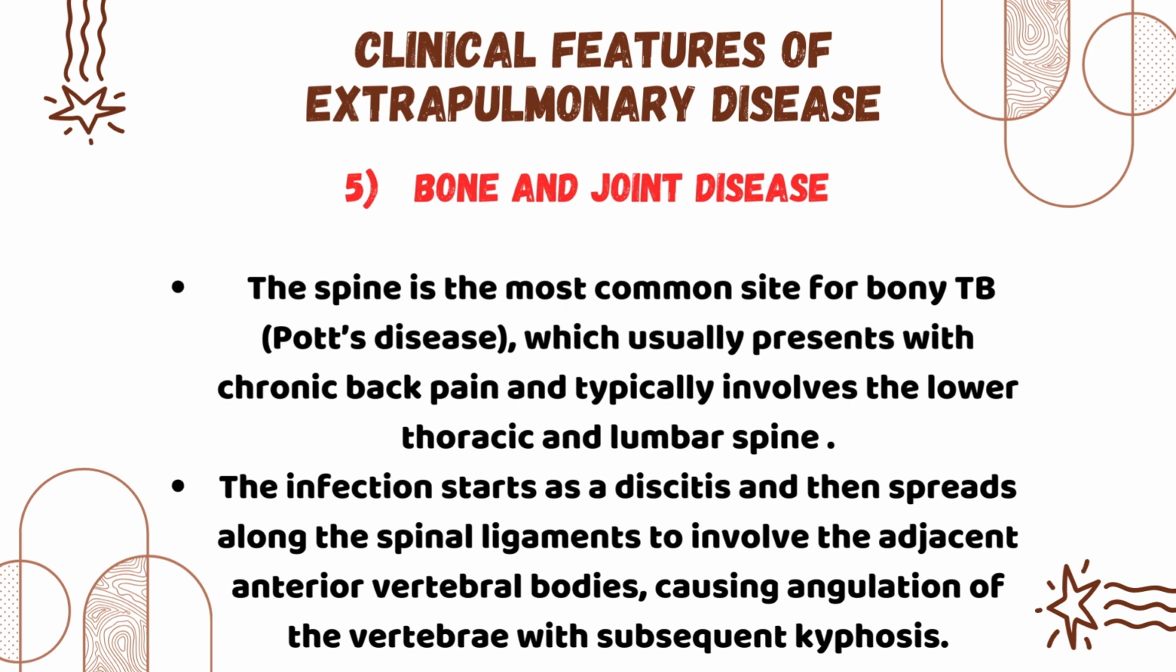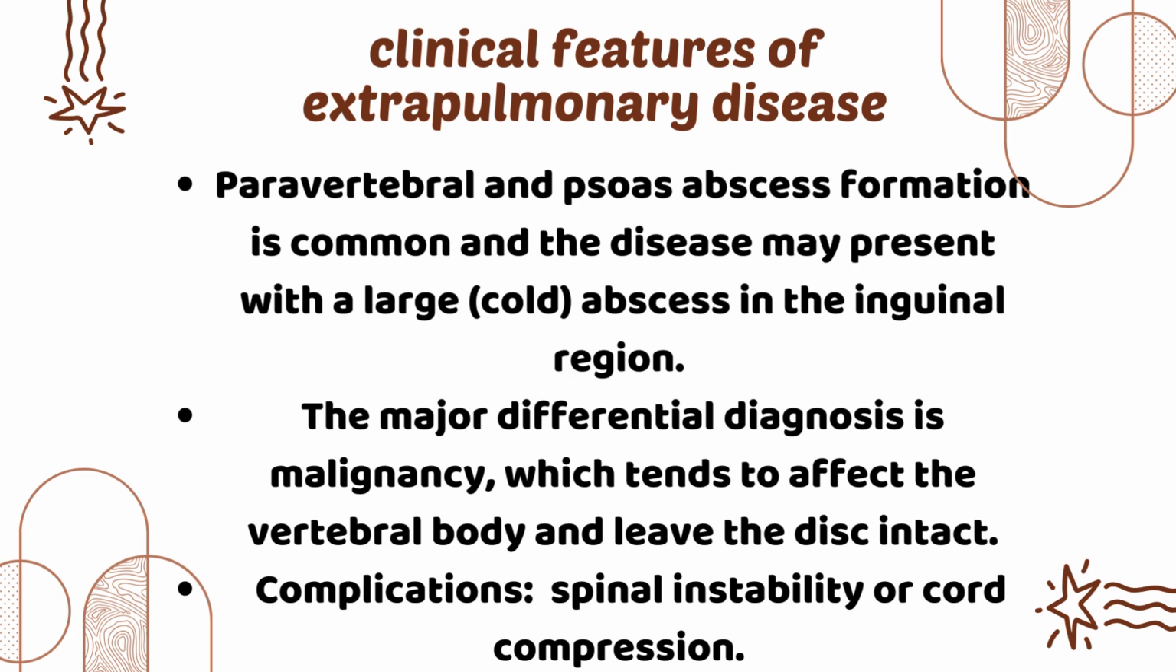and typically involves the lower thoracic and lumbar spine. The infection starts as a discitis and then spreads along the spinal ligaments to involve the adjacent anterior vertebral bodies, causing angulation of the vertebrae with subsequent kyphosis. Paravertebral and psoas abscess formation is common and the disease may present with a large, cold abscess in the inguinal region. The major differential diagnosis is malignancy, which tends to affect the vertebral body and leave the disc intact.